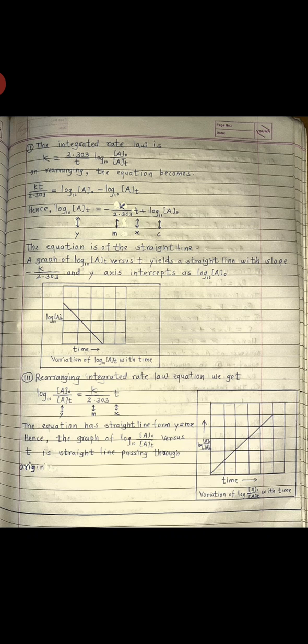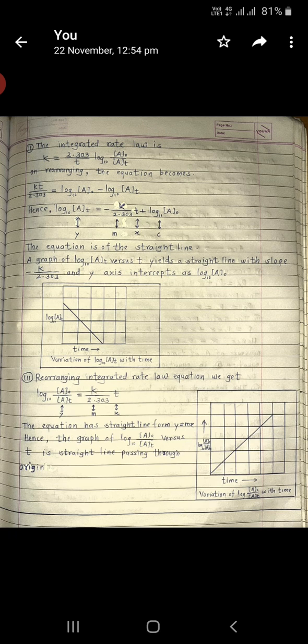So the equation has a straight line form, y = mx. By plotting the graph of log to the base 10 of A0 upon At versus time, we get a straight line passing through the origin. So this is the graphical representation of a first order reaction.